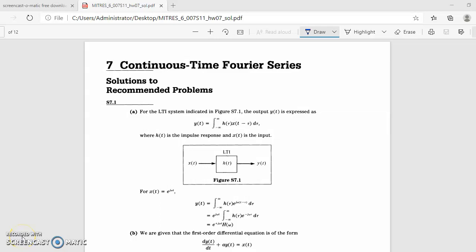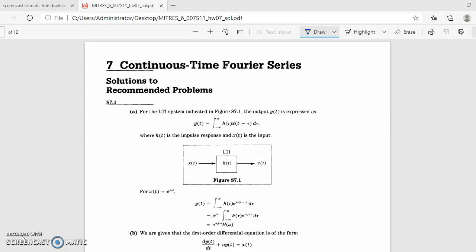Good afternoon, students. Last class we discussed continuous time Fourier series properties and problems. Today we discuss the formulas of continuous time Fourier series and problems relevant to them. Okay. First we see this problem for the linear time invariant system shown in the figure.